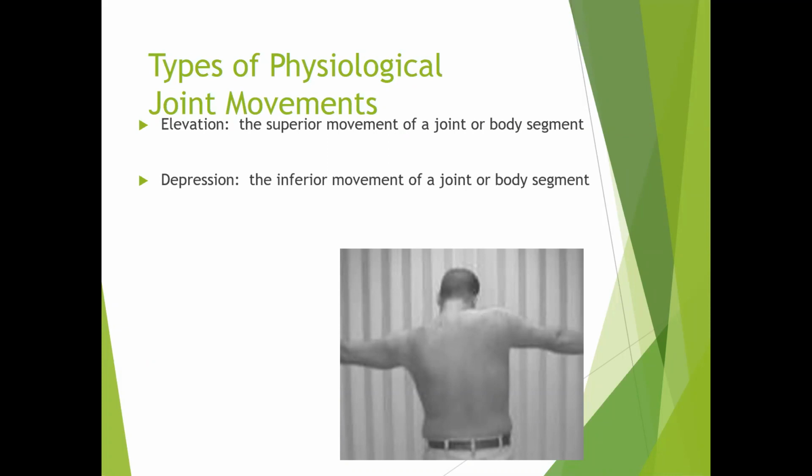Let's talk about elevation versus depression. Elevation is superior movement, so think about lifting your shoulders, shrugging your shoulders. You elevate them. Depression, depressing the shoulder blade, is inferior movement of that joint or body segment. So think about it this way: whenever your mood is elevated, you're rising up, and whenever you're in a depressed mood, you're kind of down, right? It's definitely seen in the shoulder girdle. Kind of easy to think.